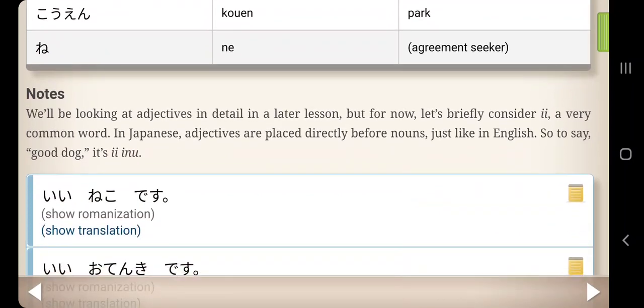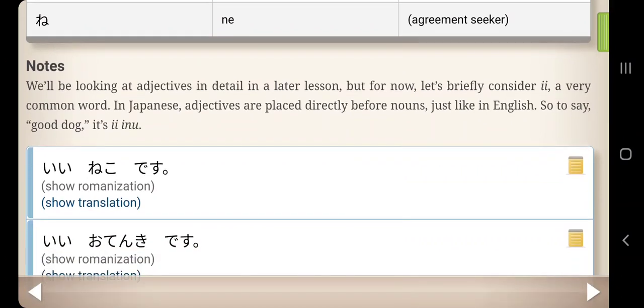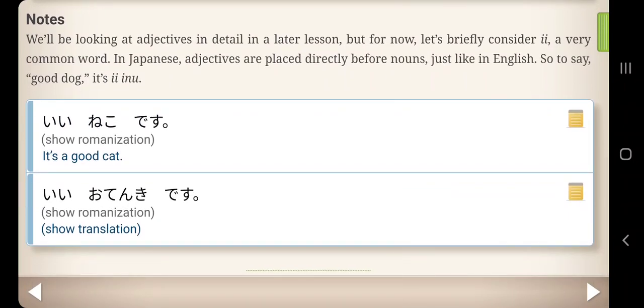We'll be looking at adjectives in detail in a later lesson, but for now, let's briefly consider ii, a very common word in Japanese. Adjectives are placed directly before nouns, just like in English, so to say good dog, it's ii inu. Ii neko desu, which should be like good cat. It's a good cat. Ii otenki desu, I think is good weather. The weather is nice.